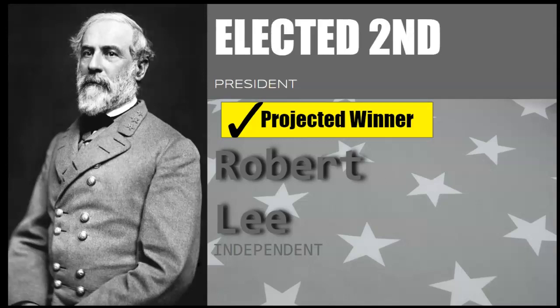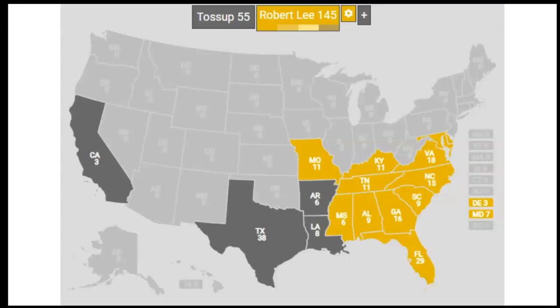And we can now project that Robert Lee will be elected the second president of the Confederacy. He will succeed Jefferson Davis as president, which he will go on to serve his term as president for the next 6 years unless he were to pass away. But it's expected that unless his health declines, he will be serving his entire 6 years as president. And here's the current electoral map. Robert Lee at 145 electoral votes, as you can see on your screen here.